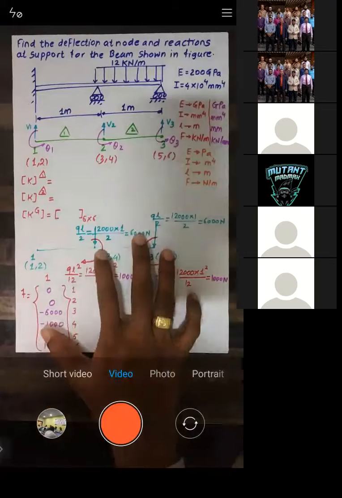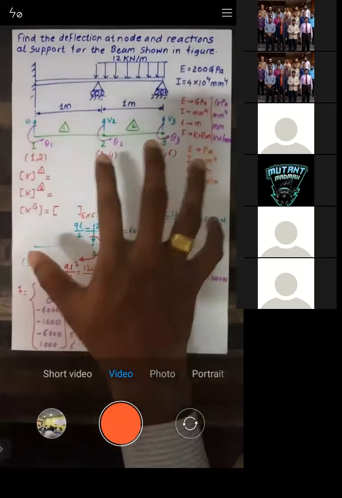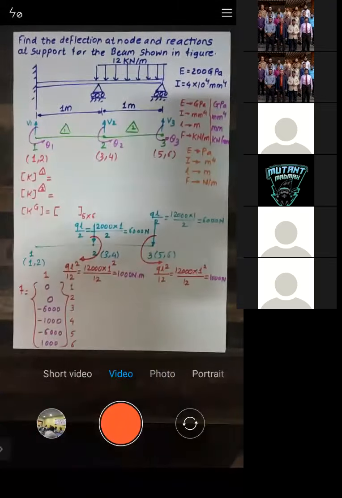I just briefly explained this problem. All of you can solve this problem in detail at home. In the next lecture, we'll be taking a somewhat different problem on analysis.